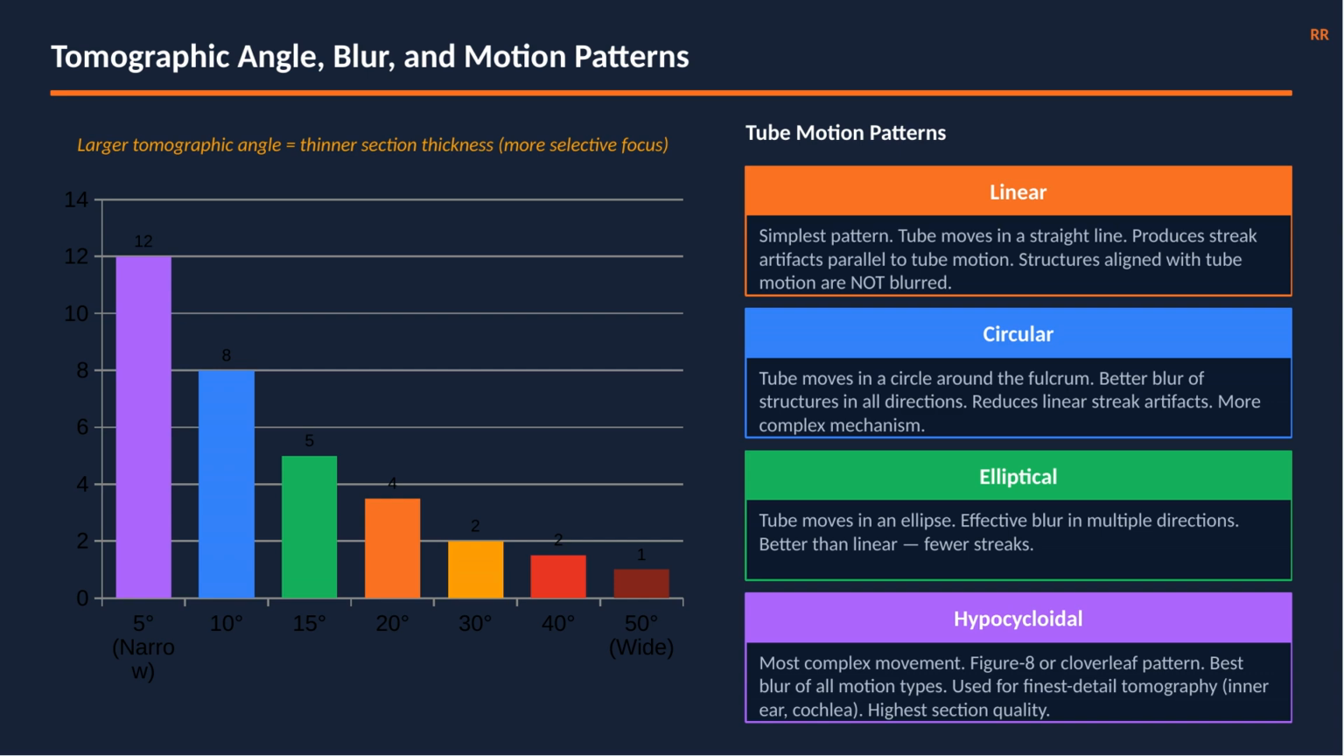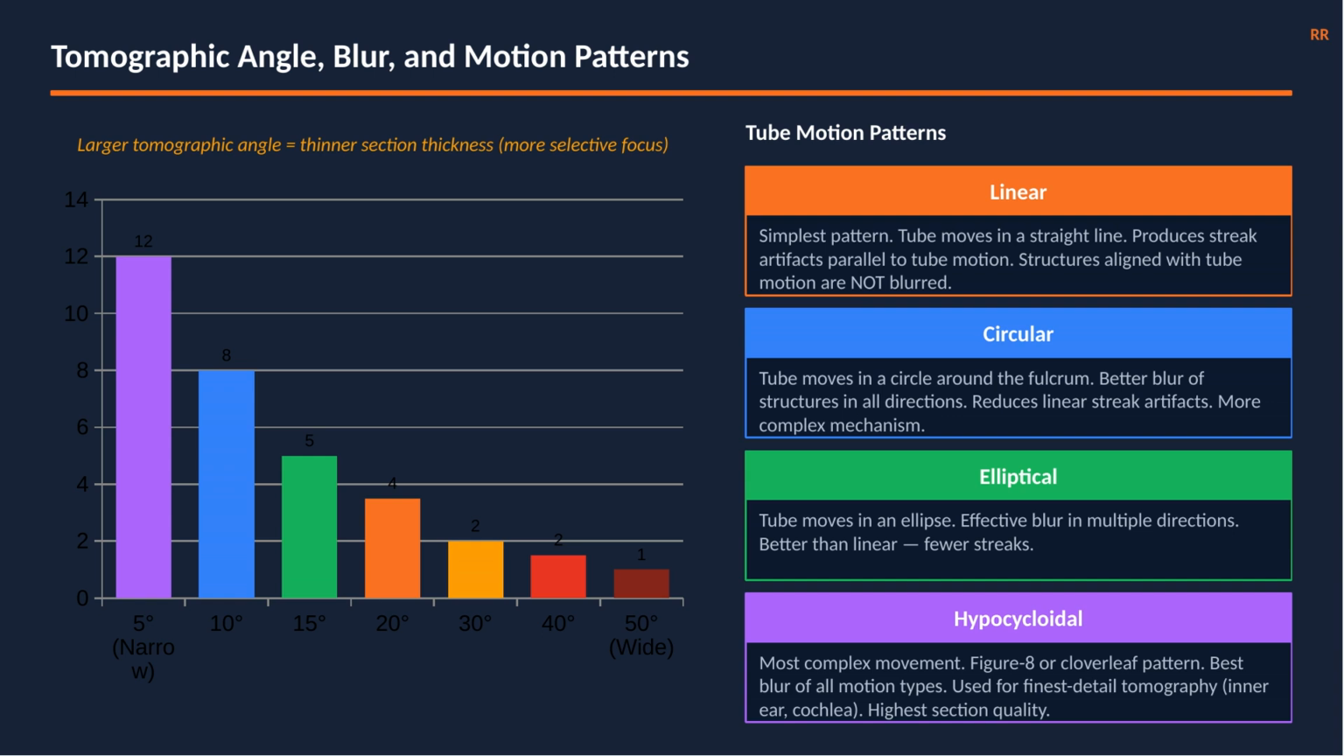Narrow-angle tomography, 5 to 10 degrees, thick section of approximately 1 centimeter. Used when broad anatomical zones rather than precise slices are needed. Wide-angle tomography, 30 to 50 degrees, thin section of 1 to 2 millimeters. Used for fine detail anatomy, like the temporal bone and cochlea.